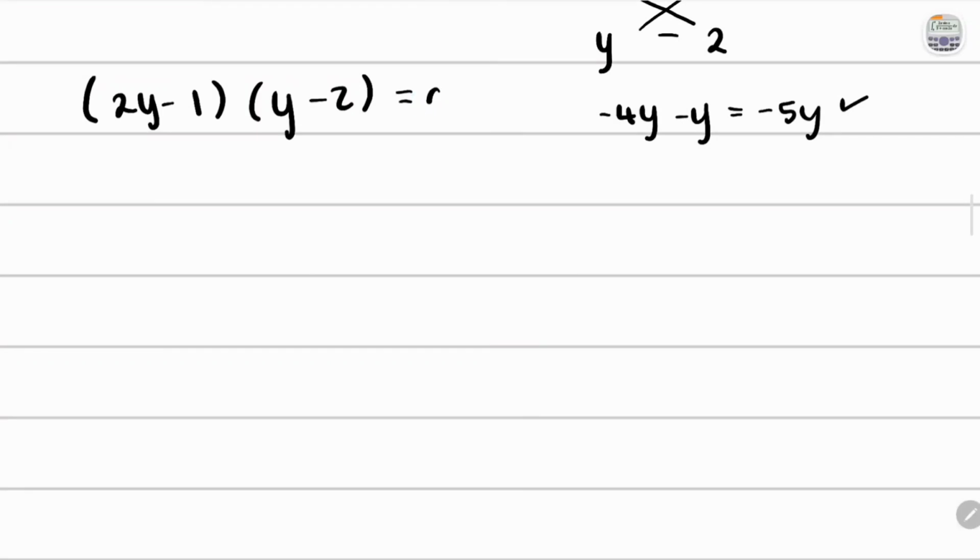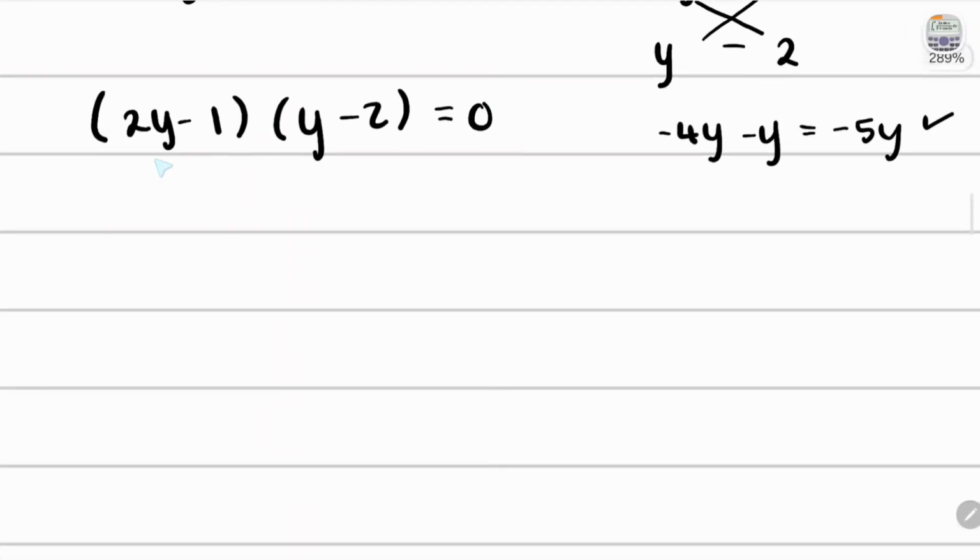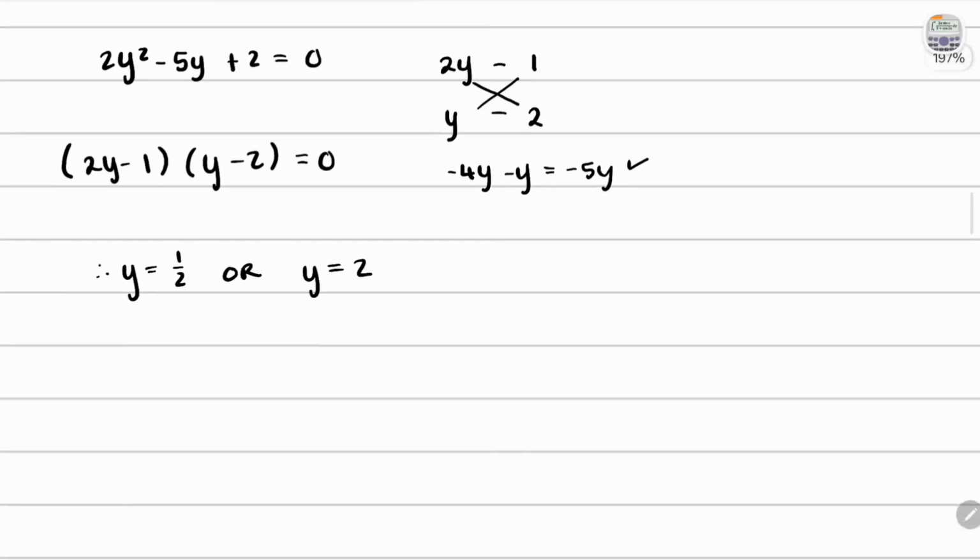Okay, so this is equal to 0. And we can finally solve for y here. So 2y minus 1 equals 0. You'll take the 1 over to get positive 1 and divide both sides by 2 to get that y is equal to 1 over 2. Or y here, if you take the negative 2 over, is equal to 2. So we've got our solutions for y.